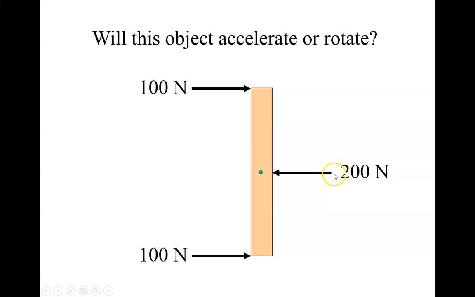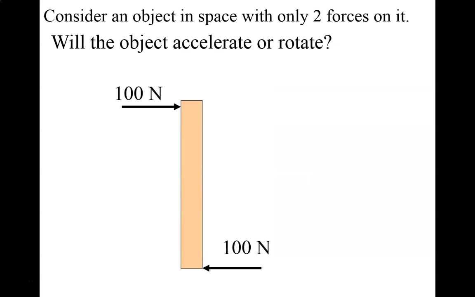What about this object now? Will it accelerate? No, because I've got 200 to the right and I've got 200 to the left, so my forces are going to cancel. Will it rotate? Okay, these two torques cancel. This one causes no torque, so it's got zero Newton meters of torque left on it, so it will not rotate either. So this one will be static.